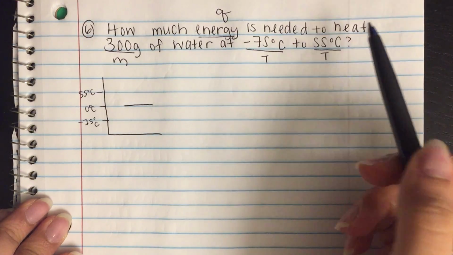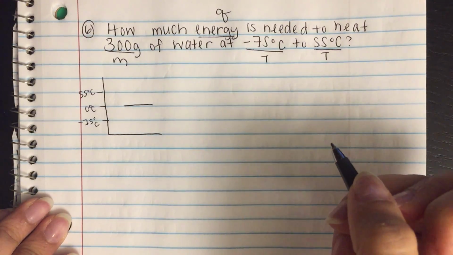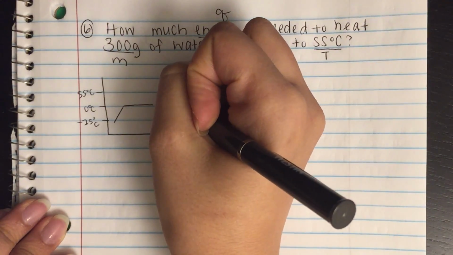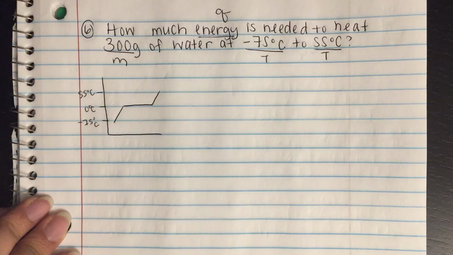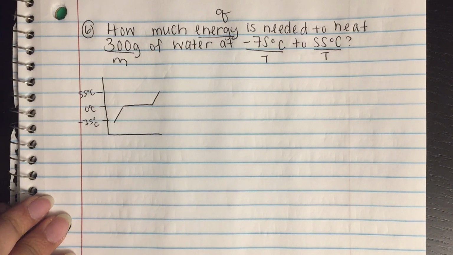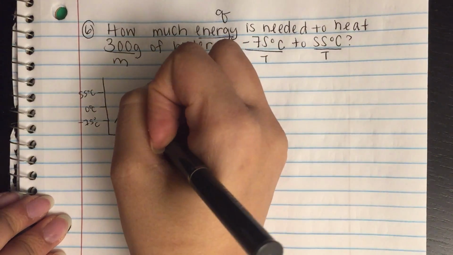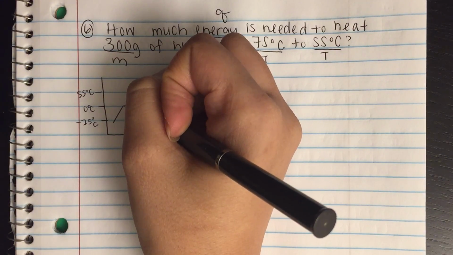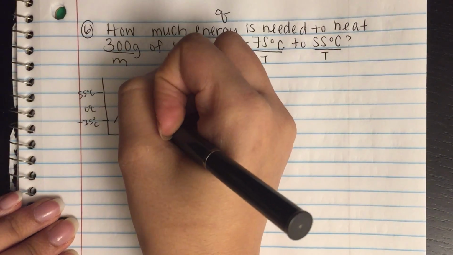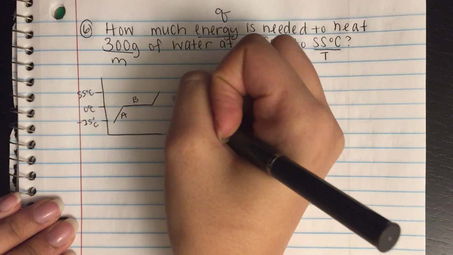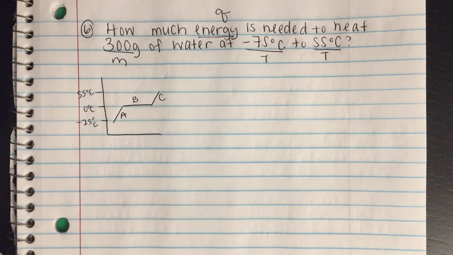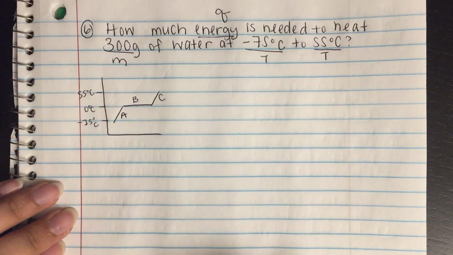So we're heating the reaction, okay? So it's positive, it's an endothermic reaction, you're gaining, which also tells us our answer is going to be positive. So we're going up, okay? This is when it is heating up, so it's melting. So this is B, this is when it's solid, this is when it's liquid. So we have A, B, and C to solve.